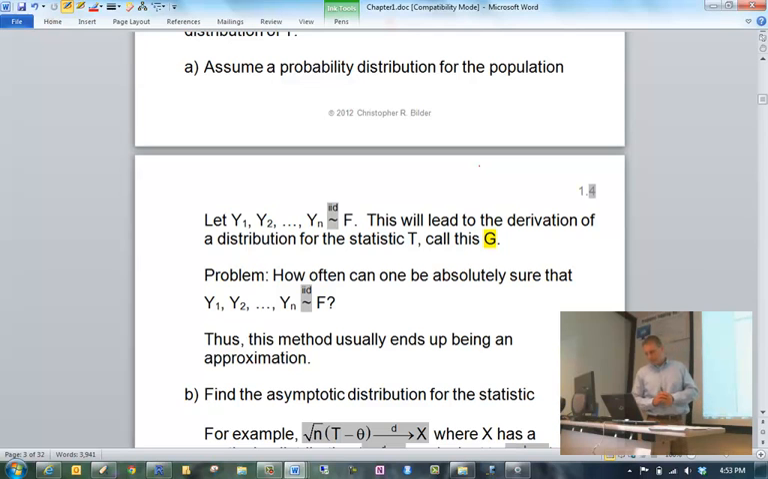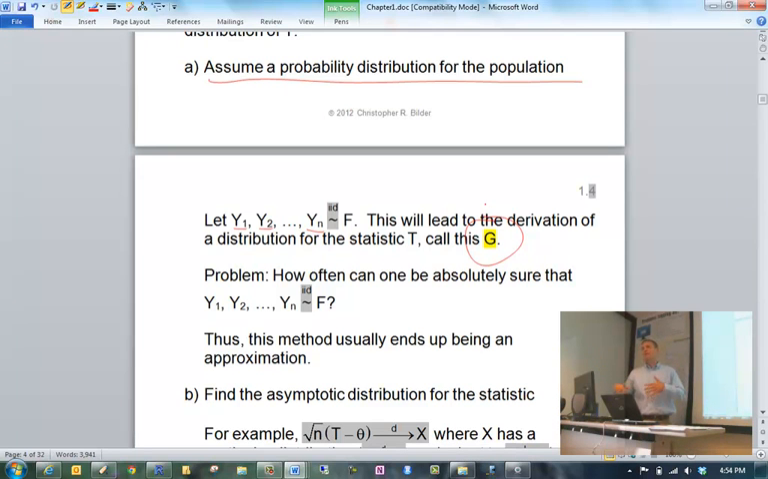Number one, this uses a lot of 882, 883 stuff. Assume a probability distribution for the population. In other words, say Y is distributed something. So you can say Y1, Y2 down to Yn are IID random variables with a distribution F, just to be general. Then using some mathematics, you could find the distribution of the statistic T. How about we call this distribution G? We'll use G a lot to mean the distribution of T.